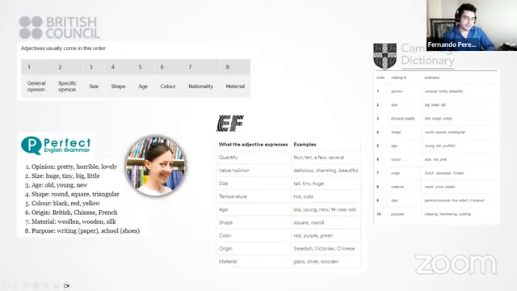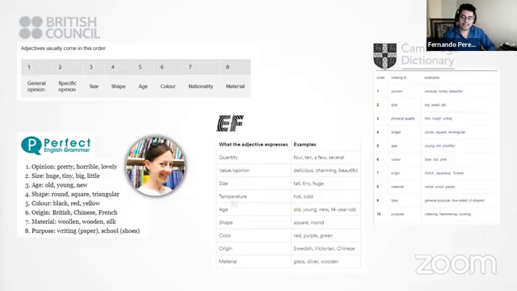For example, the first one over here, the British Council, has a list that separates general opinion and specific opinion. Why? I don't know. Hashtag British people, you know? But then you see in this website, I really like this website, Perfect English, and she has age, shape, color, origin, material, and purpose. She omits the one I wrote, which is passive. Later we see what's up.